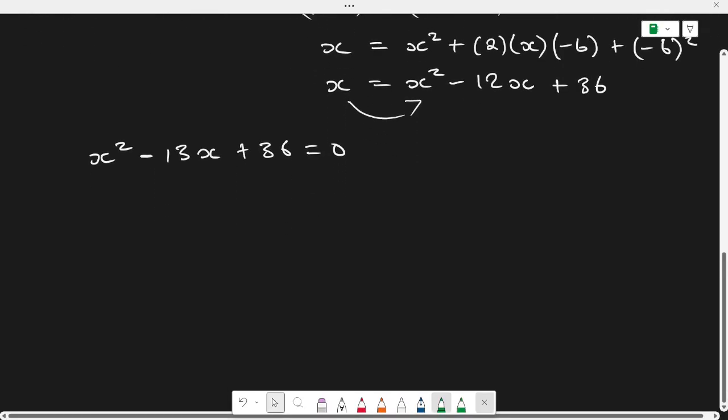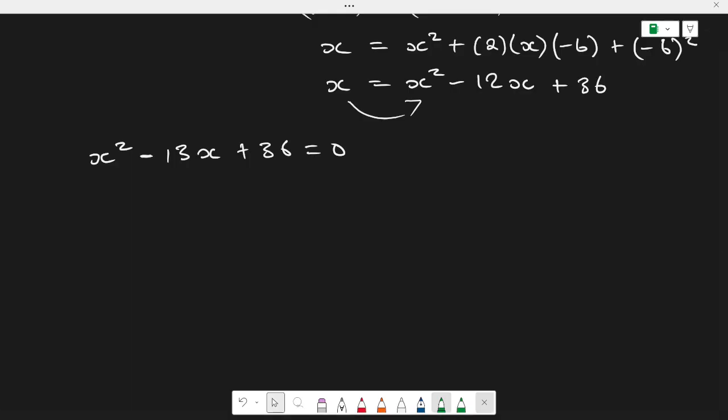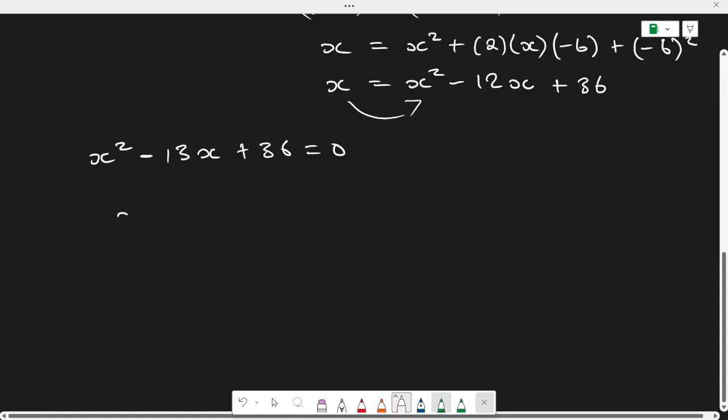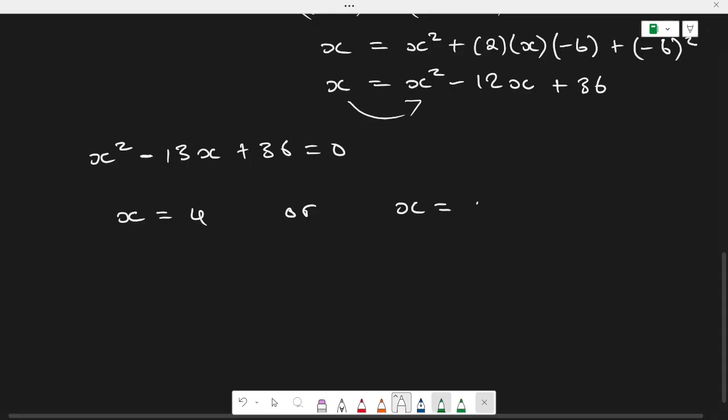And we find that this resembles a quadratic equation, and we need to solve the quadratic equation. So I'm not going to show how you solve this quadratic equation just to save time and to shorten the video, but once you solve it, you're going to find that x is going to be equal to 4, or x is going to be equal to 9 as your final answers.